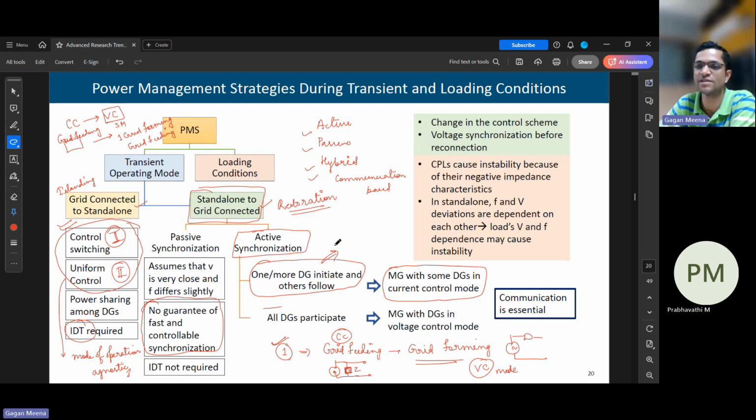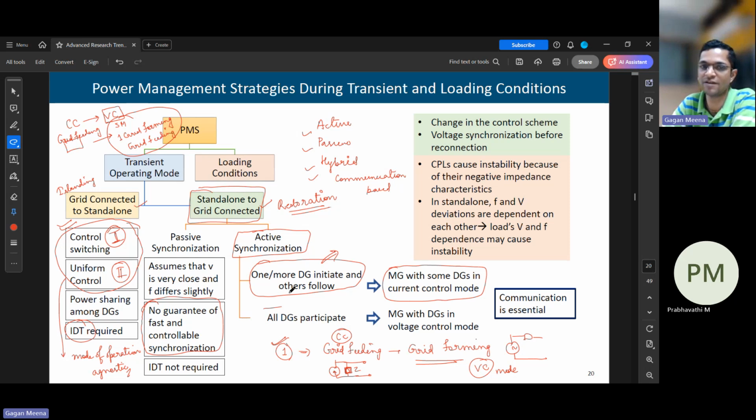Here, it is the same thing which we already discussed: in islanding mode, how many converters are operating in grid forming and grid feeding. That is also a big research problem. How to decide? How is the microgrid going to decide? The microgrid controller is going to decide how many converters or distributed generators should operate in grid forming or grid feeding mode.